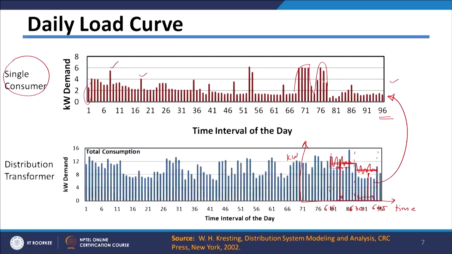However, if you observe at a distribution transformer level, in the Indian system there is a possibility that 50 or 60 such consumers will be connected to one distribution transformer. Because of that, if you observe the load curve at distribution transformer level, it will not have those kinds of abrupt changes. It will be a little bit smooth. Again, if you see the feeder level, the load curve will be more smooth.